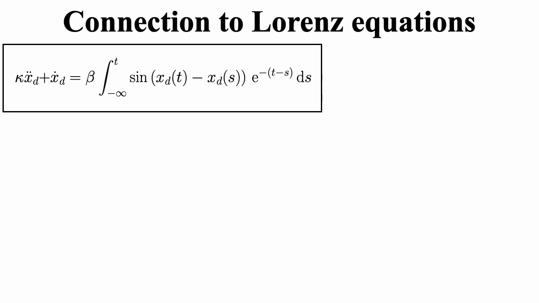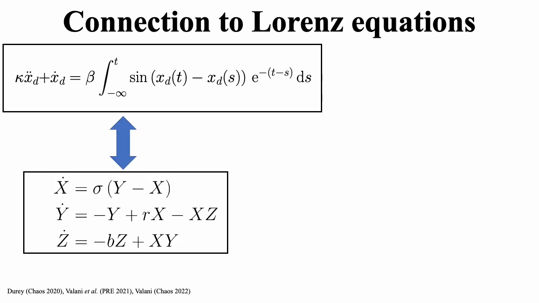So this particular equation now, we can show that it maps onto a set of ordinary differential equations. So we have gone from an infinite dimensional integral differential equation to a set of three nonlinear coupled ordinary differential equations. And these equations are the classic Lorenz equations where chaos was first reported, right?